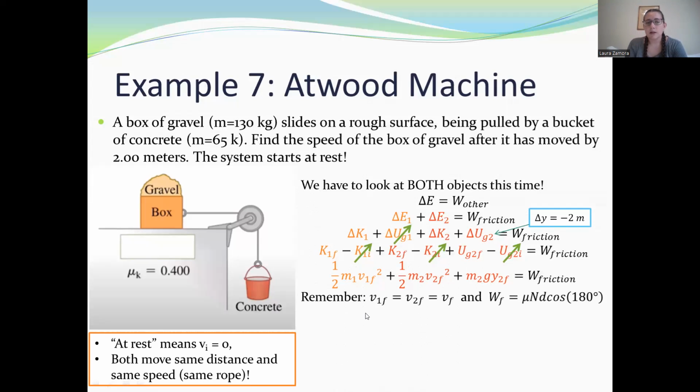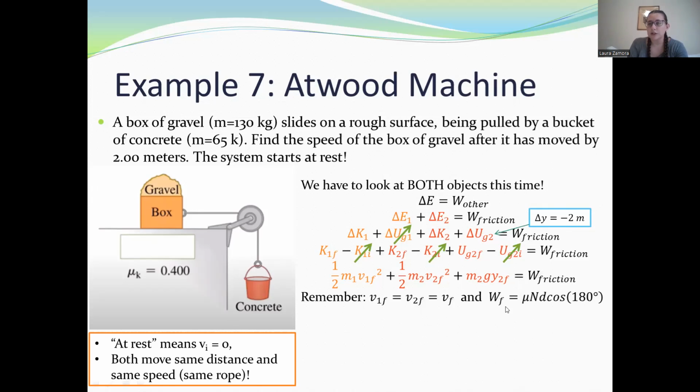So we're going to remember that since these two objects are connected to each other with a string that is not stretching or compressing, they are moving at the same speed, which means the final velocity of the first object, the box, equals the final velocity of the second object, that concrete bucket. So we can just call that final velocity. It's the same for both objects.